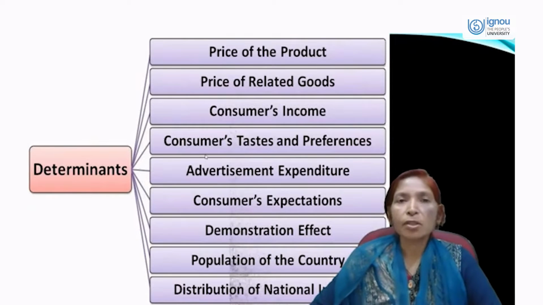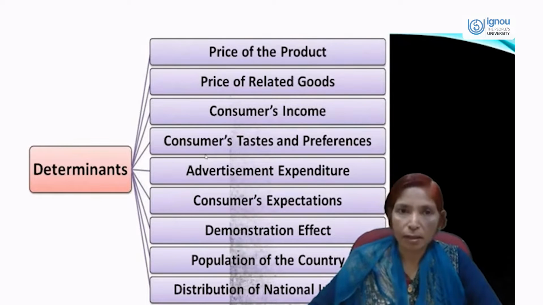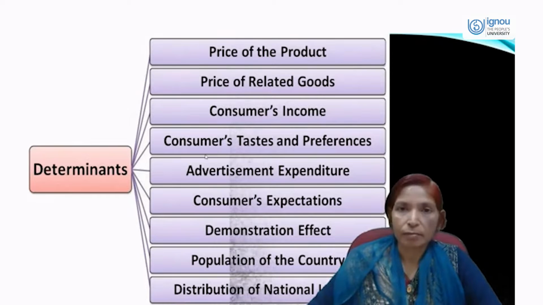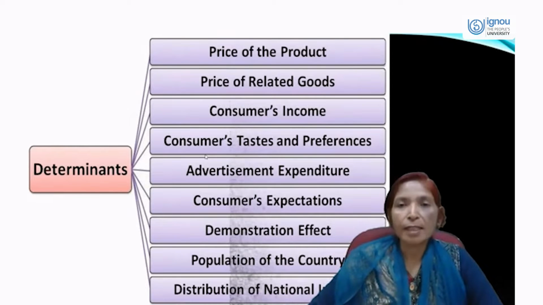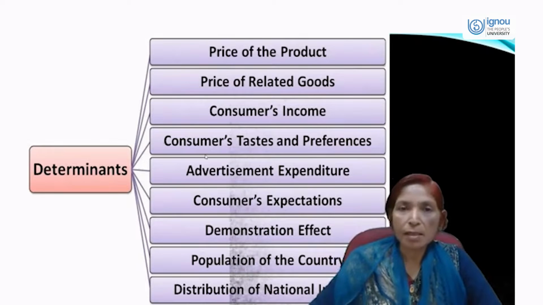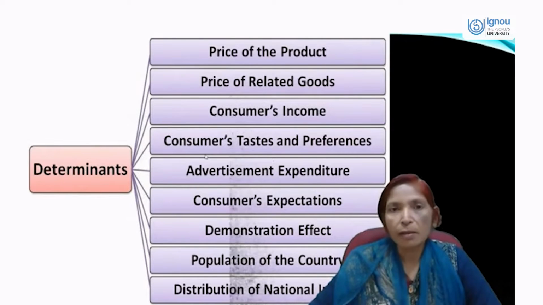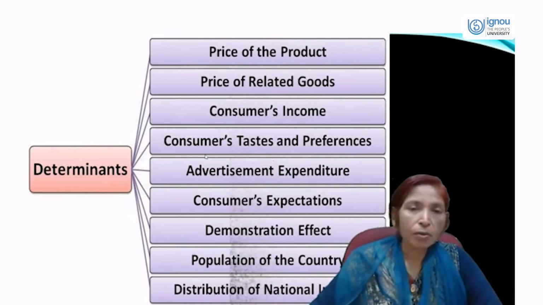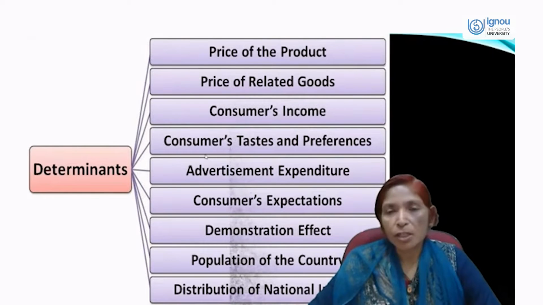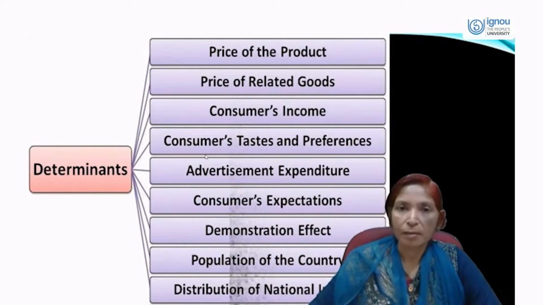Now next, what are the determinants of demand? First of all, our demand is affected by the price of the commodity or product. You know that the price of the product inversely affects the demand for a commodity. Whenever price rises, demand falls. When price falls, demand rises. According to the law of demand, price and demand have an inverse relationship with each other.